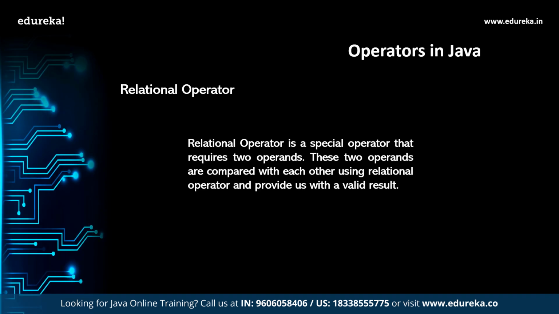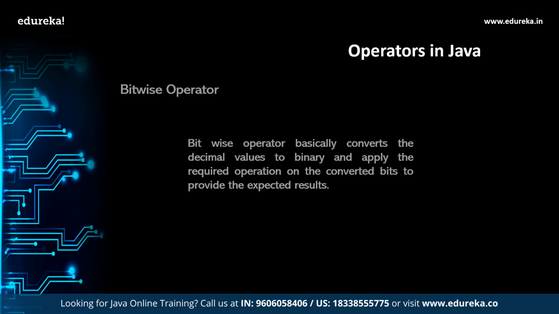Then we shall continue further with the next type of operators, which are the bitwise operators. The bitwise operators basically convert the decimal values into binary and apply the required operation on the converted bits to provide the expected results. It is completely similar to the shift operator that we discussed earlier, but here the operations can be a little bit different. Now let's go and execute a sample program to understand bitwise operators in a good way.